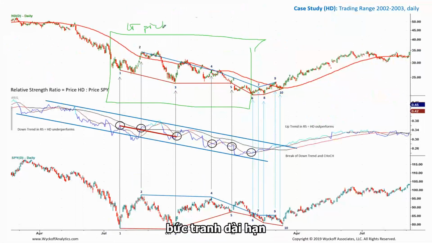Long-term picture, weakness. Short-term picture, outperformance or strength.